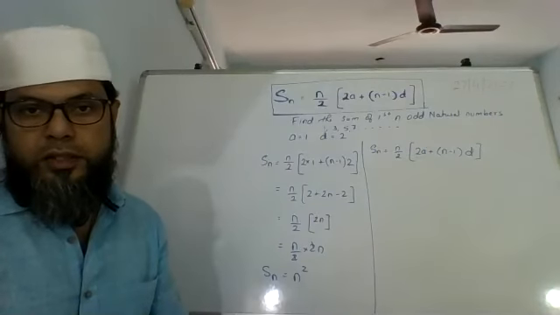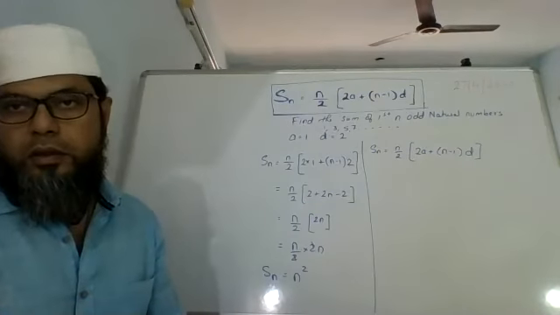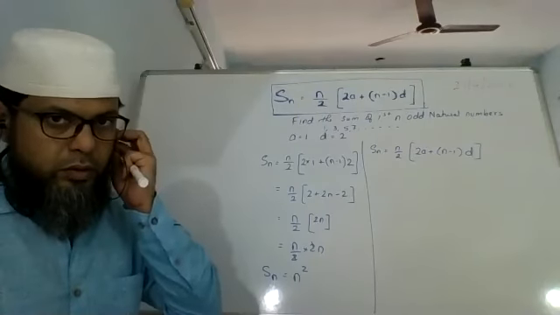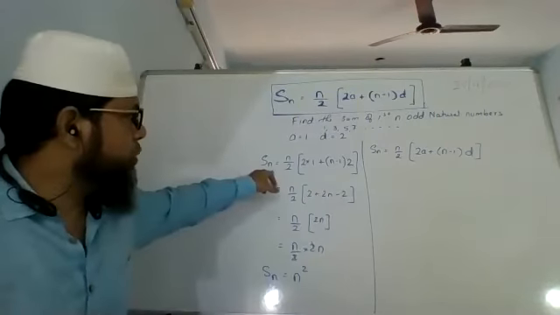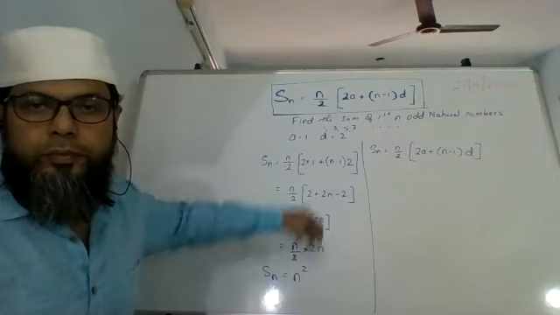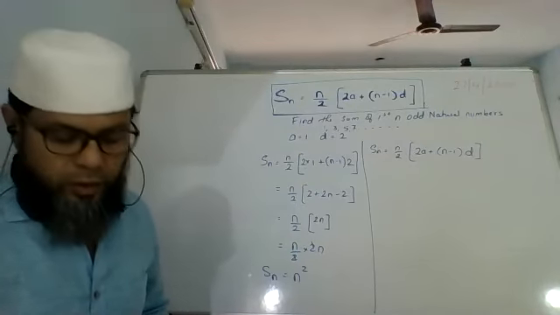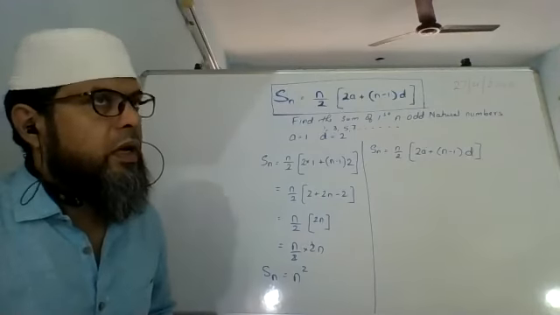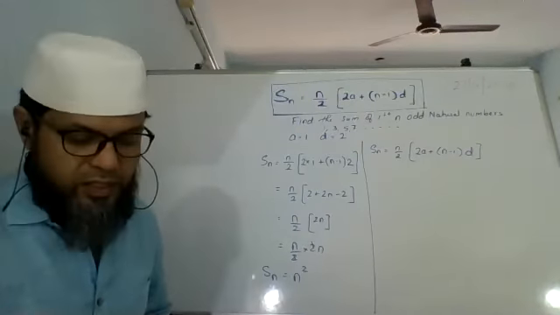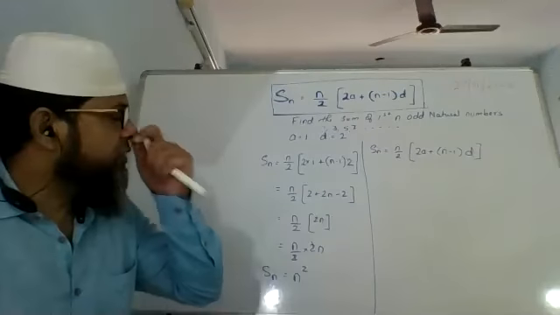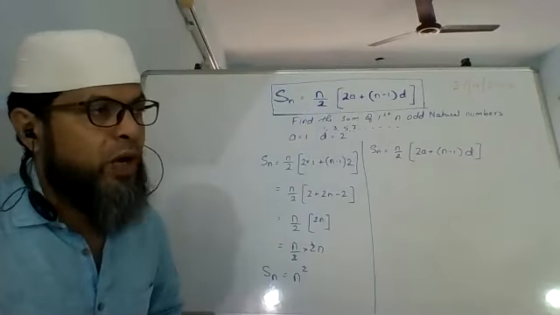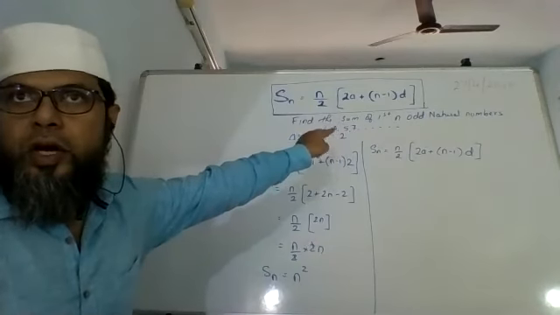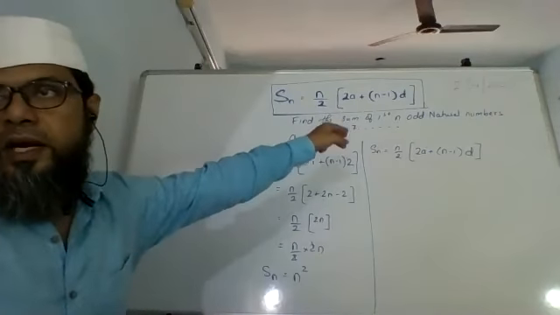Sir, how did you use the direct Sn formula? Yes, I used the Sn formula. Sir, in all the previous ones we used Tn after the end. Yes sir, there we were given the last term. They said up to 150. Here they have not given us the last term, so we don't know whether n is 50, n is 150.